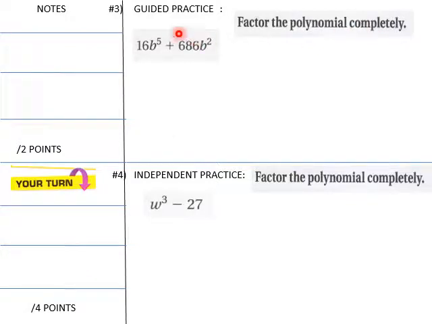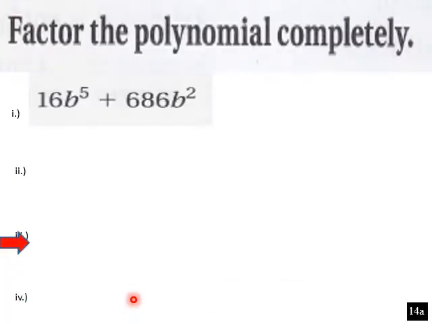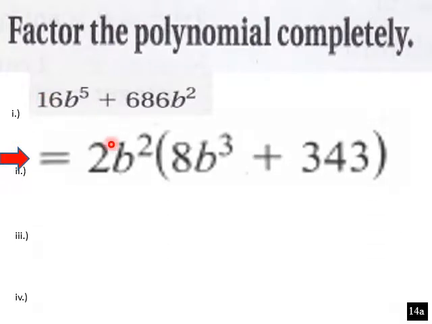Okay, factor the polynomial completely. Students, this is on you. We're going to do this in class right now. Attach a sheet if you need more room. Okay, so we have this here. What are we going to do? We're going to factor out 2b squared out of this here. Then we end up with this.